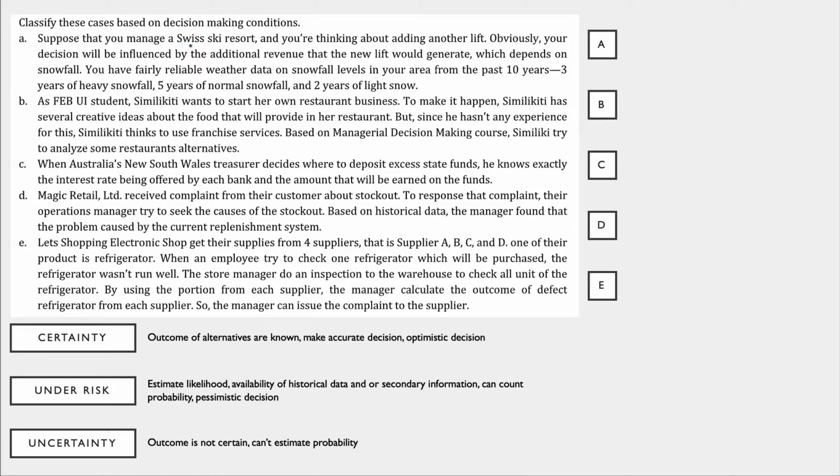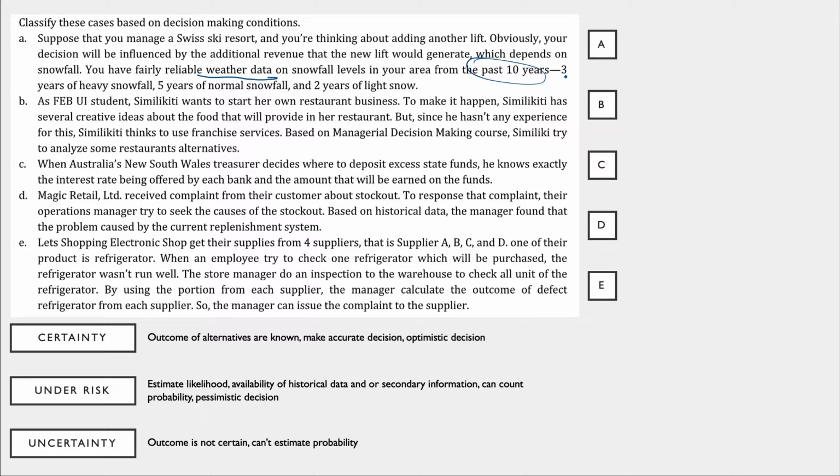you're a manager of a Swiss ski resort thinking about adding another lift. Obviously, your decision will be influenced by the additional revenue it will generate, which depends on snowfall. You have fairly reliable weather data on snowfall level from the past 10 years. So the decision maker has historical data about the snowfall level, and from this historical data, the manager can estimate the chance of each state of nature.